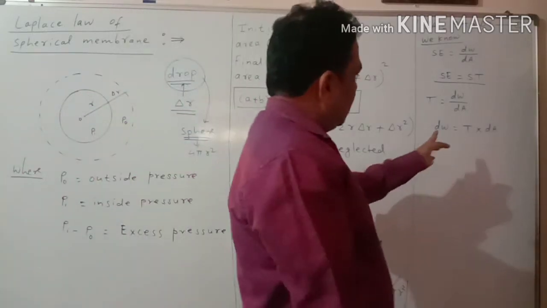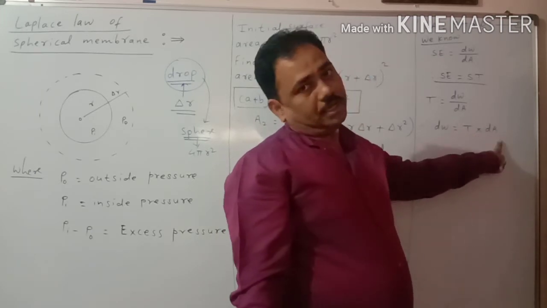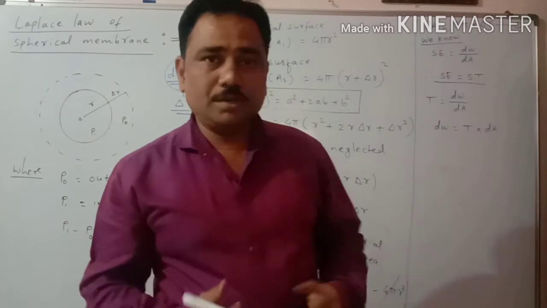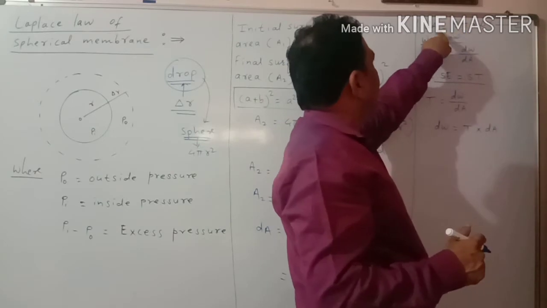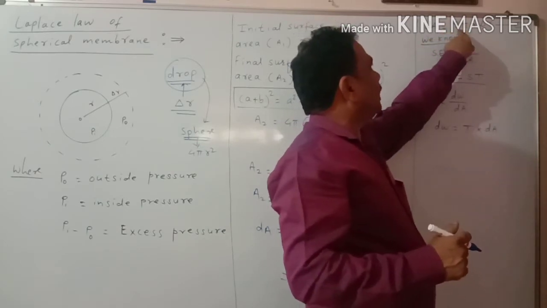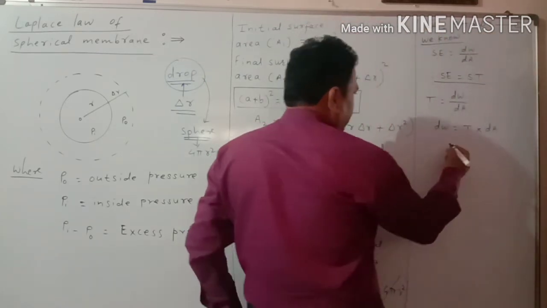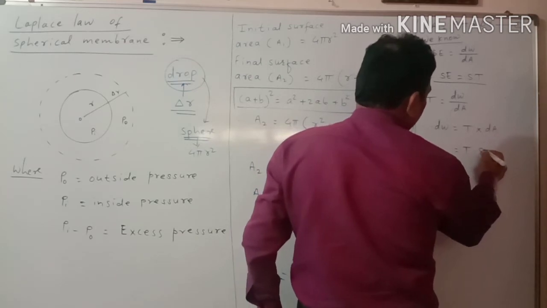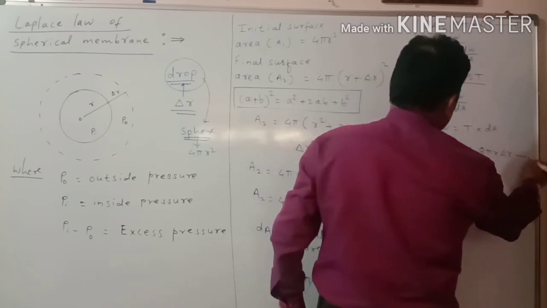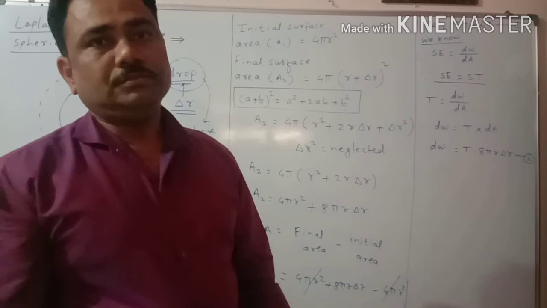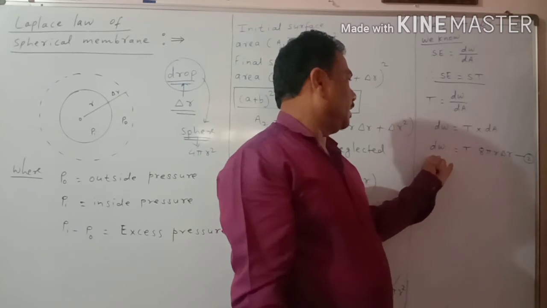Now see students, work done is exactly equal to surface tension into change in area. Now we have the value of the change in area. In equation 1 we already calculated 8πrΔr, that is the value of the change in area. So we put it here: T into 8πr into Δr. So this is the work done, equation number 2. This is the work done to increase the surface area.